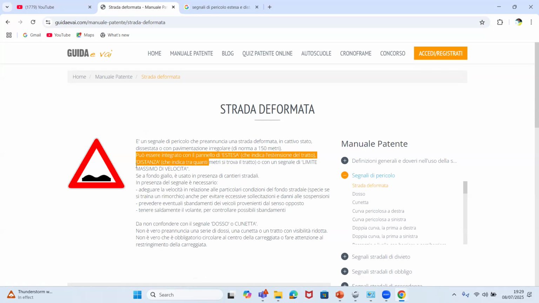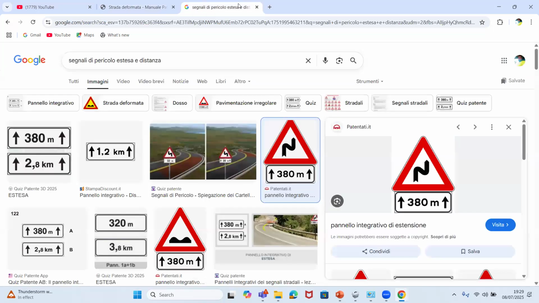They now put on that pannello integrativo what they call DISTANZA in capital letters. Let me break down this thing. What is the difference between estesa and distanza? Everybody that has been in my class for a long time, please pay attention now so that you can understand it once and for all. What is the difference between the pannello integrativo they call estesa, E-S-T-E-S-A, and distanza, D-I-S-T-A-N-Z-A?